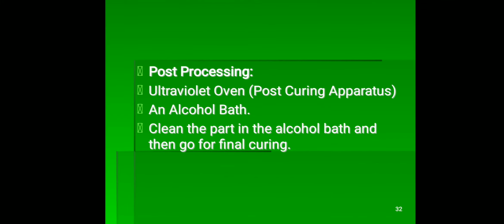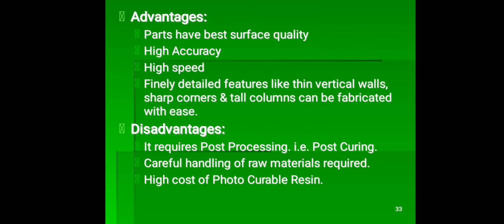Then post processing. There are basically three processes: pre-processing, that is the design part; then the processing part, where the component is actually manufactured; and post processing, where it is kept in an ultraviolet oven for curing of the component, and then cleaned in an alcohol bath and then goes for the final curing. So basically the unwanted material stuck on the surface of the part is removed, and the curing part is done in this post processing.